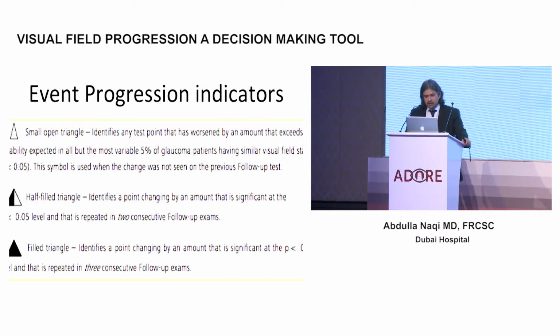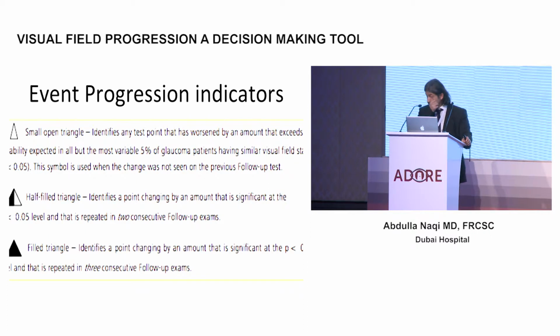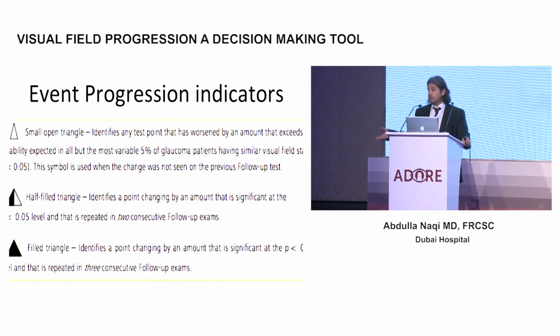For event progression, if you have that visual field progression analysis, you will get these triangles. These are the triangles that you get in the analysis. You will not get them in a single printout. You have to have a baseline. When you have these triangles in the follow-up test, the first triangle says that this is a new scotoma. You don't have to look for the numbers. It's all in the software. So if a scotoma pops up, it will be an empty triangle.